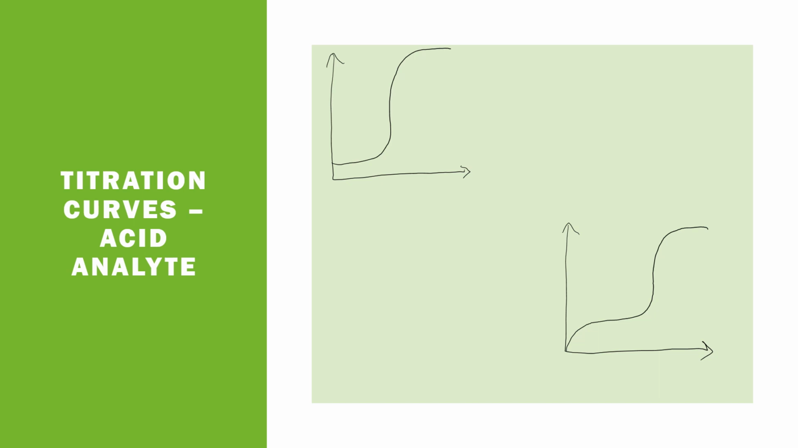So these are what we would call titration curves. This is where we're tracking the pH on the y-axis versus the volume, usually in milliliters, but it's the volume of the titrant. So as you add a little bit more from your burette, you're tracking the pH over the entire titration.